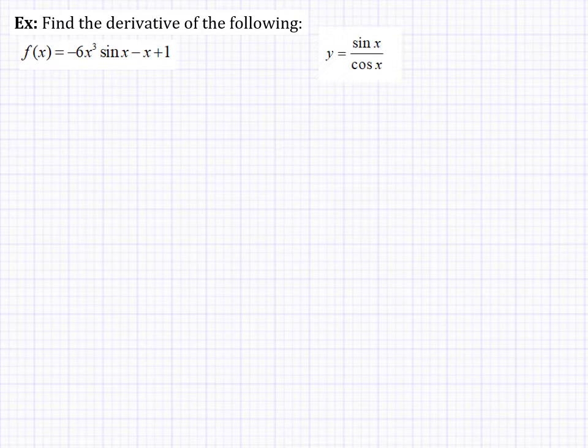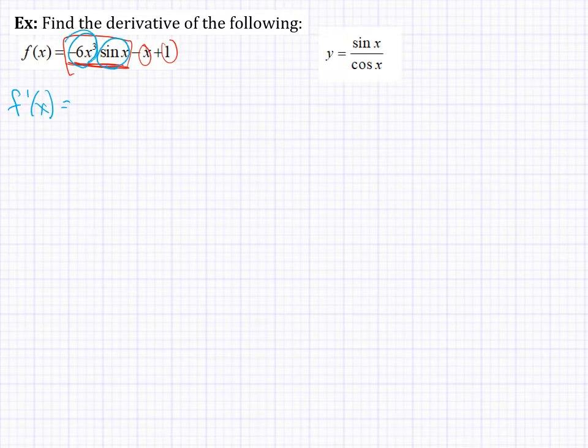So in this first one, f of x equals negative 6x cubed sine x minus x plus 1. Well, this right here is a product. It's also a sum and difference, so we could take the derivative of this, separate from this, separate from that. So here we go. F prime of x will equal, so think of this first function, second function.